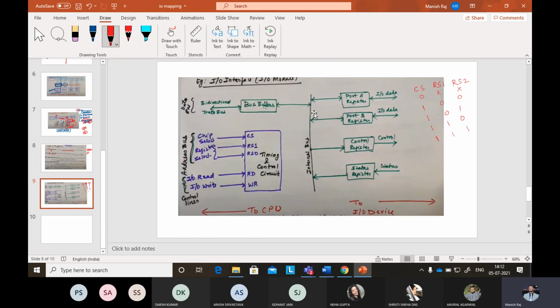According to that, the internal bus of the IO device is connected to the bus buffer, or directly to the CPU or data bus. So your data will reach the CPU, or your data will come from the CPU, because this is bidirectional. This is the general structure for connecting the input output interface, or you can connect the input output peripheral devices by this structure. This is the mechanism to connect IO devices or IO peripherals.